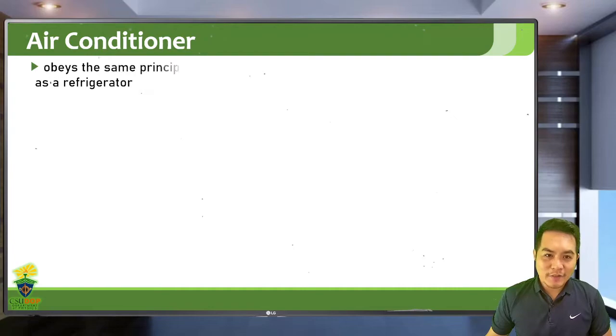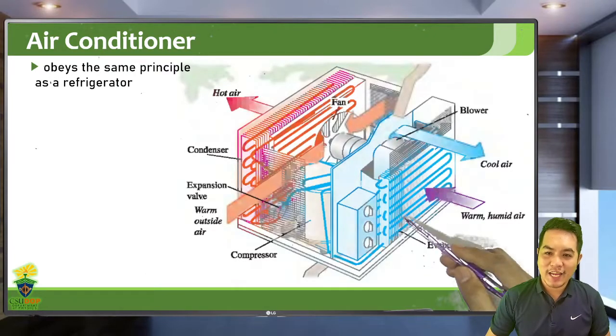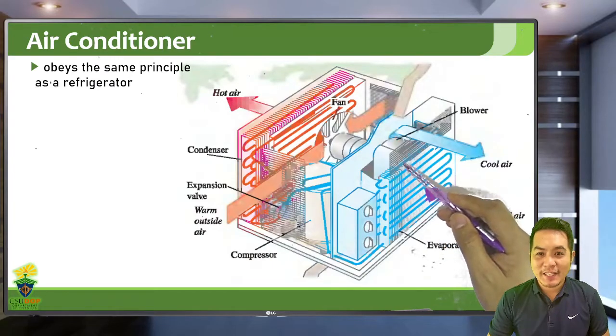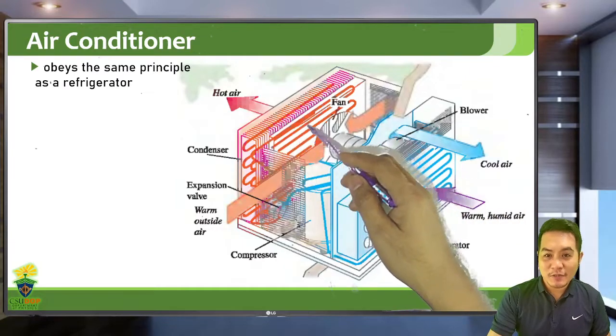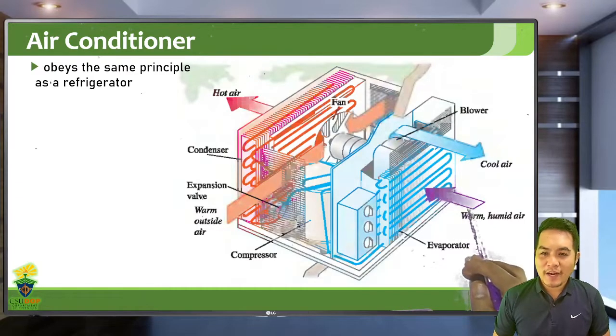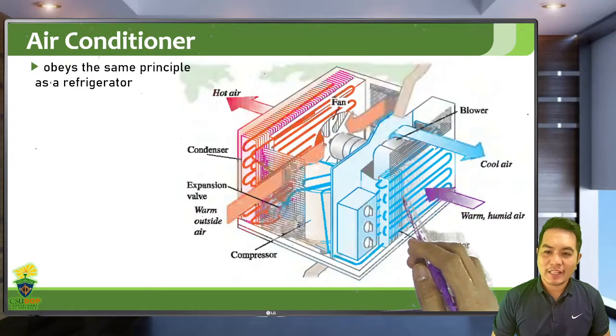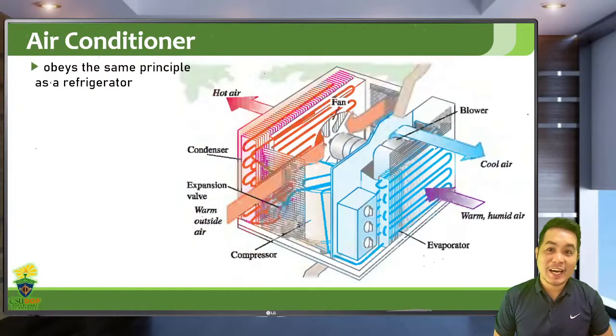Okay, an air conditioner obeys the same principle as a refrigerator. So it has evaporator coils, and the evaporator coil is usually in the inside part of the room, and the condenser coils in the outside part of the room. So warm air is being absorbed by the evaporator coils, and this warm air is released outside.